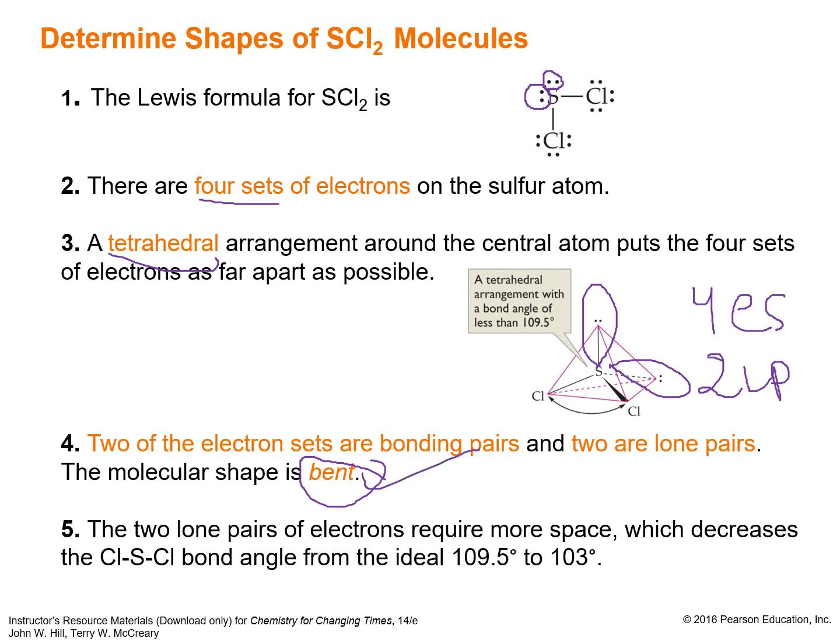So the molecule will have the bent shape, and the bond angle will be less than 109.5, which was in the tetrahedral, so it's somewhere around 103 degrees. The 2 lone pairs require more space, and that decreases this bond angle. So the molecular shape will be referred to as a bent shape.